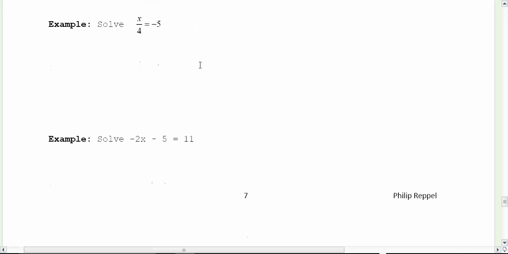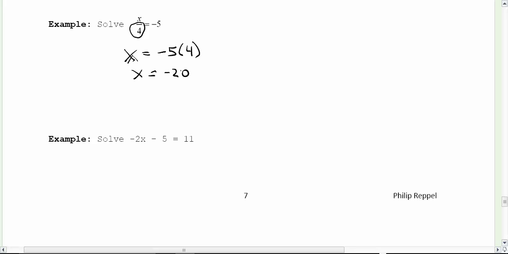The next one, once again, I don't have any parentheses. It is such that the x terms are on the left, non-x terms on the right. So once again, I'm actually at the last stage. Since I am dividing by 4, I'm going to move it to the other side by multiplying by 4. And I get x equal to minus 20.